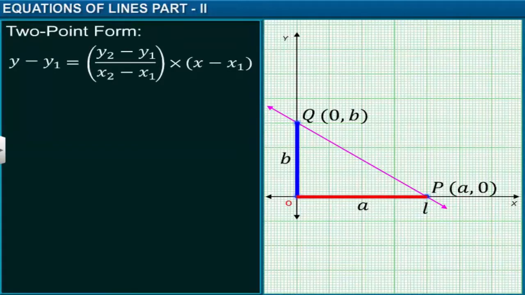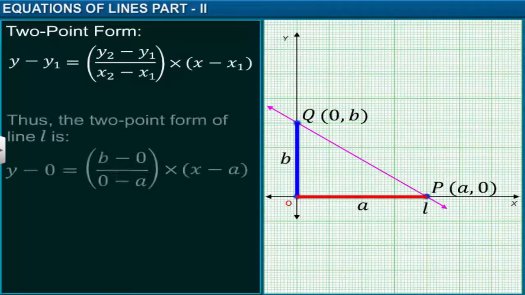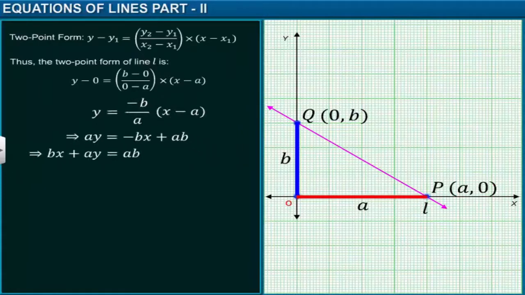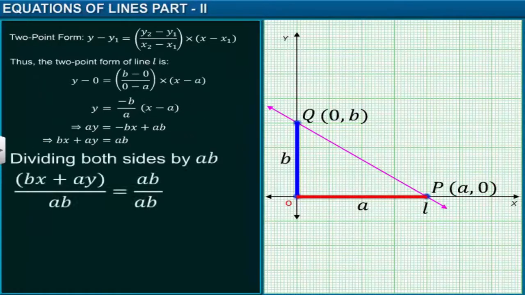Substituting the coordinates of points P and Q in the two-point form and simplifying, we get the intercept form of the equation of a line as x upon A plus y upon B is equal to 1.